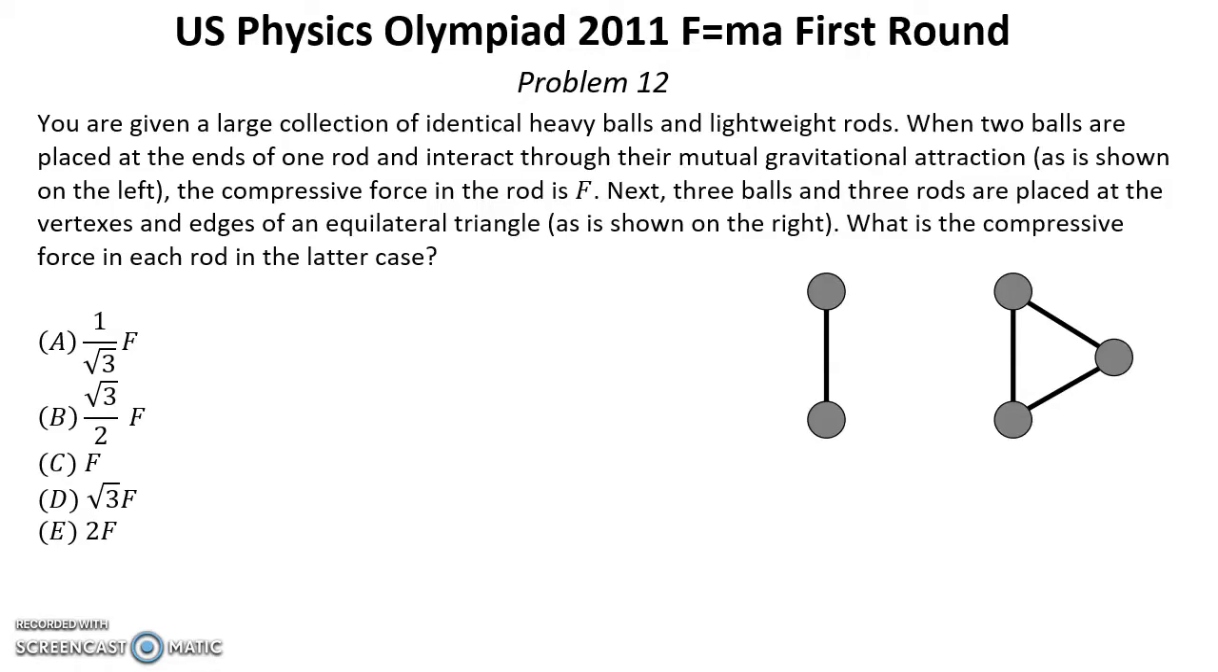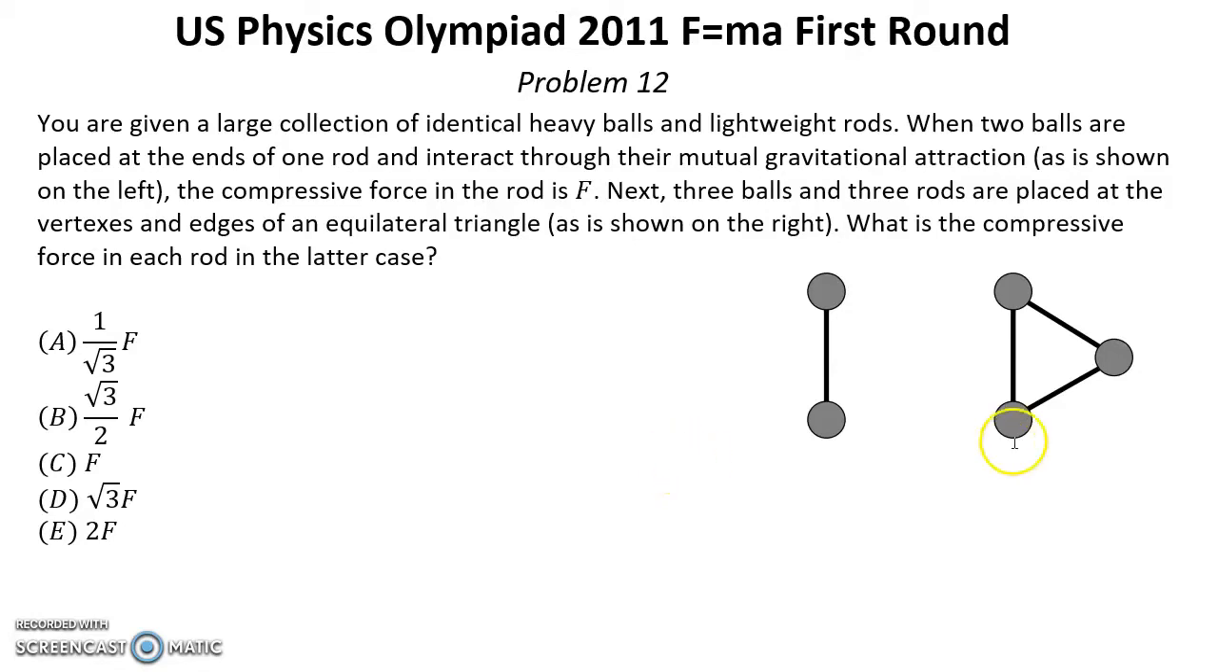Solution. As we can see in the left picture, we have the force of gravity equalized by the compressive force, and the force of gravity equals G multiplied by m squared over a squared, where a is the distance, the size of this rod, and m is mass.